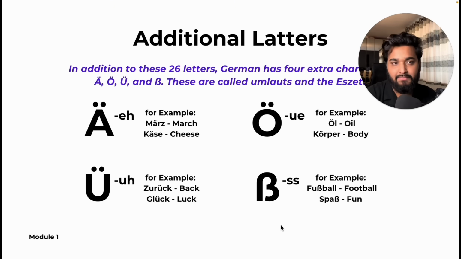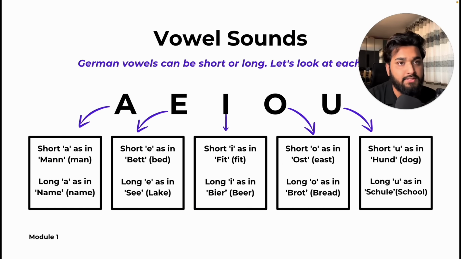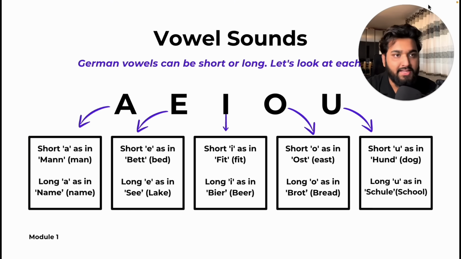That means in German, there are in total 30 letters or 30 alphabets. So let's go to the next slide. Vowel sounds. German vowels can be short or long. Let's look at each one.